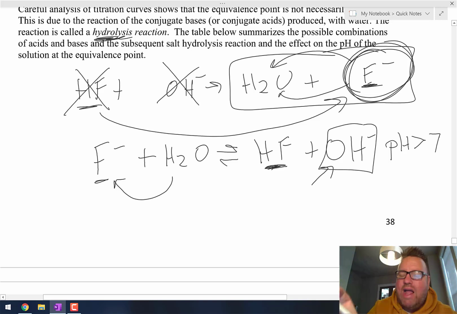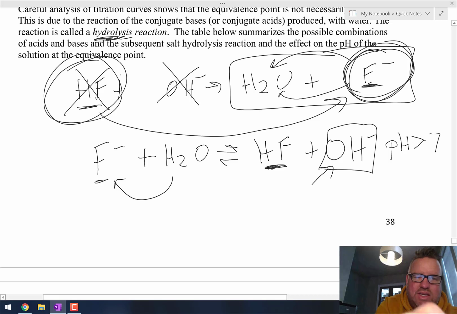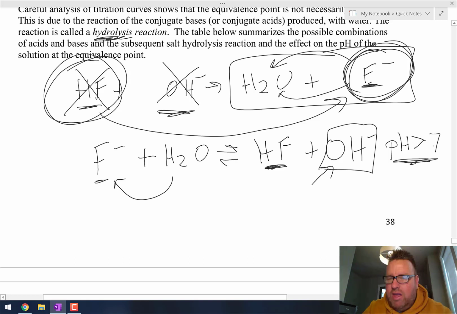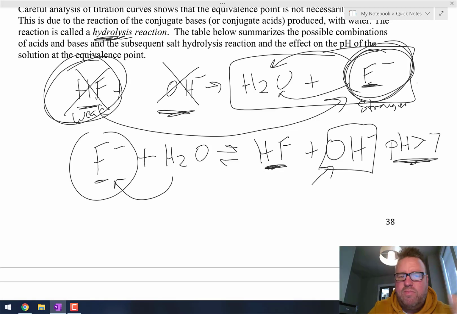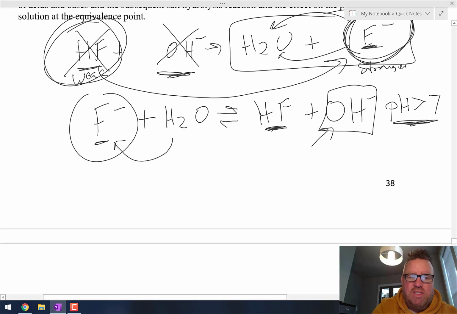You don't even know exactly what the pH is going to be, but anytime you have a weak acid, strong base titration, the pH at the equivalence point is going to be greater than 7, because this was a weak acid, so this is a stronger conjugate base, which means it can react with the water to form some hydroxide ions. With a weak base, the same thing happens.